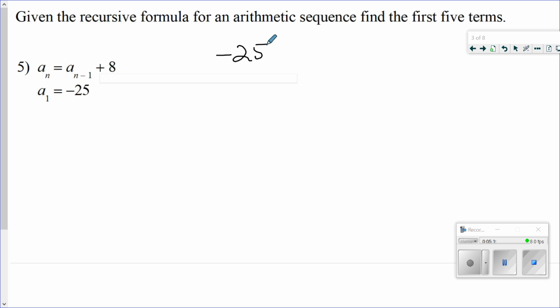With the recursive formula, every time you find a value, you're going to plug that in here and add 8 to it. So for the first term, I already have negative 25. Now I'm going to take the negative 25 and add 8 to it. And when I do that, I get negative 17.